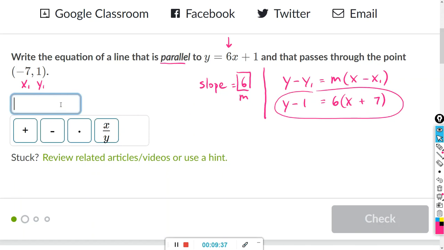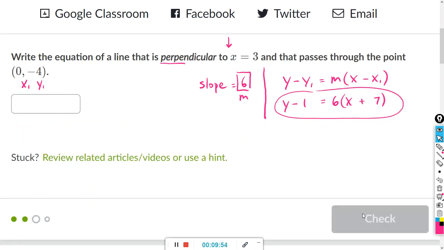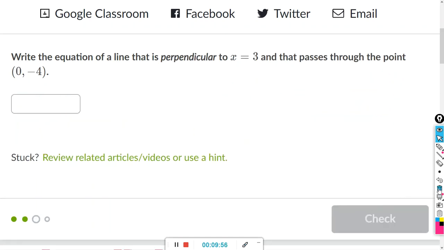Okay, y minus 1 equals 6, and use the parentheses, x plus 7. Make sure this matches your answer.